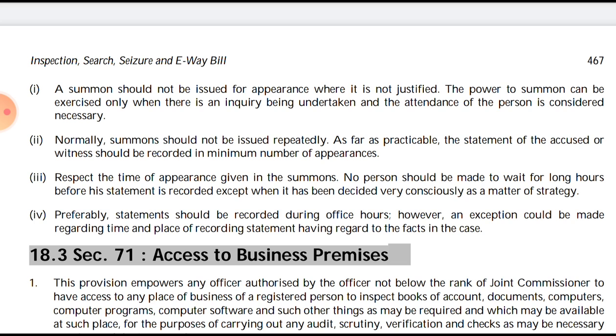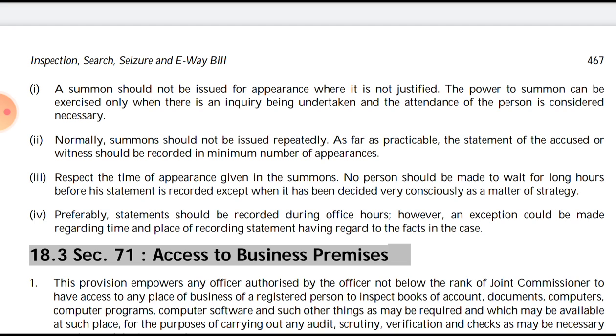Then respect the time of the appearance given in the summons. No person should be made to wait for long hours before their statement is recorded. For example, they are called in at 9 in the morning and their statement is taken at 3 p.m., after 6 hours. No person should be made to wait for long hours, except when it has been decided very consciously as a matter of strategy. Preferably the statement should be recorded during office hours.